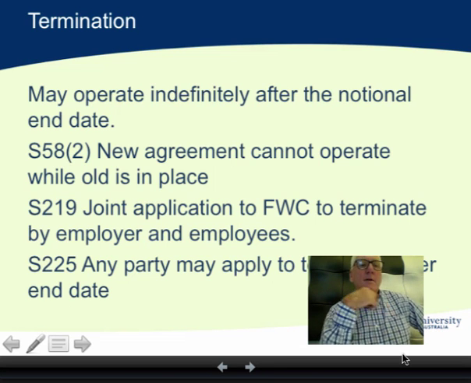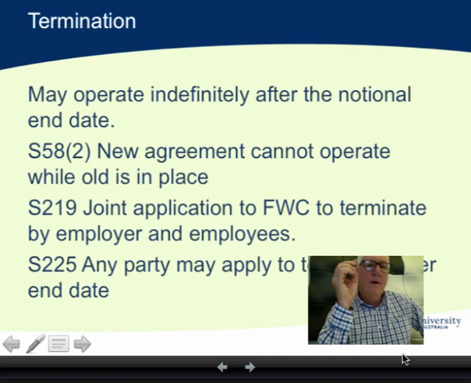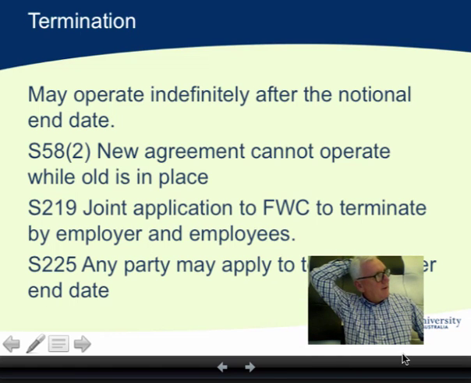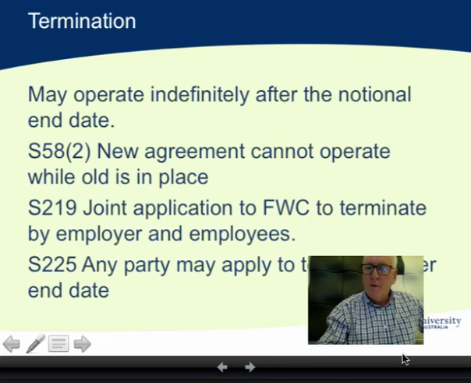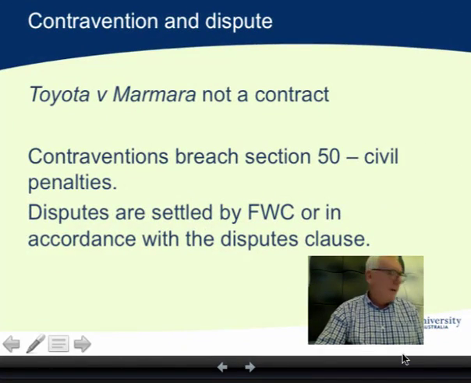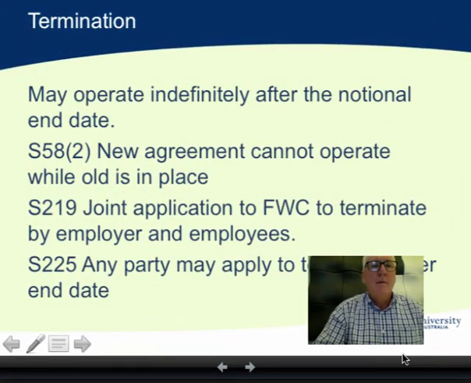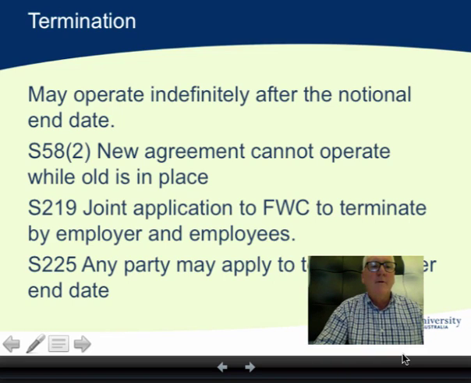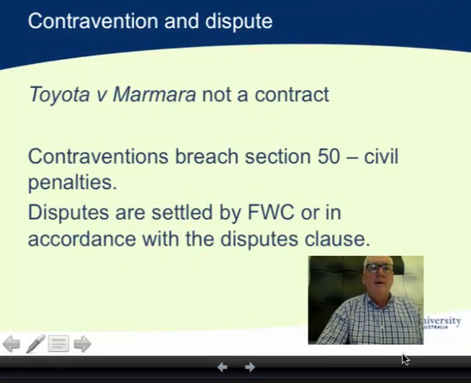You can make a joint application under Section 219 to terminate, so both the employer and the employees. But once you get past that notional end date, under Section 225, any party may apply to terminate. So if you get past the notional date, it doesn't require an agreement between the parties, but the Fair Work Commission will just make sure that it is in the public interest to allow that termination. Just coming back to that one again, the difference between those two: before it runs out, everybody has to agree and make a joint application. After it runs out, anybody can apply.